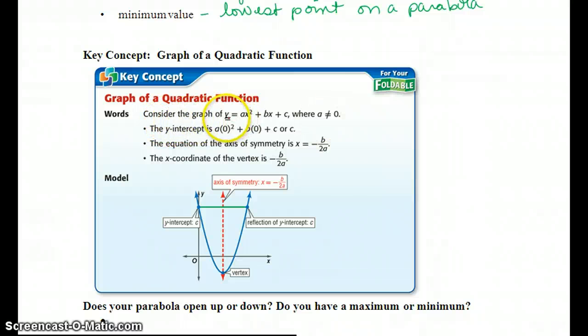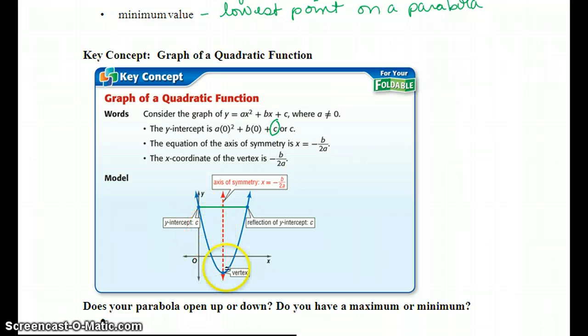when you have a function that's y equals ax squared plus bx plus c in that form, where a is not equal to 0, the y-intercept is found by plugging a 0 in for the x's, and c turns out to be your y-intercept. The equation of the axis of symmetry is x equals negative b over 2a, which is really helpful. We'll use that a lot. The x-coordinate of the vertex is actually the x value that you find in the axis of symmetry as well.